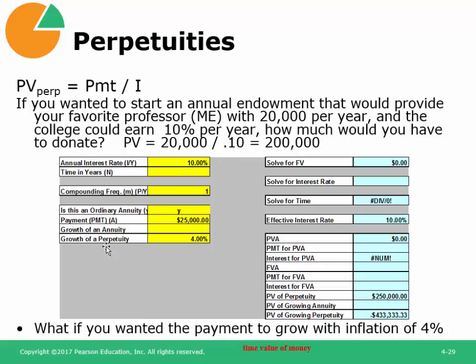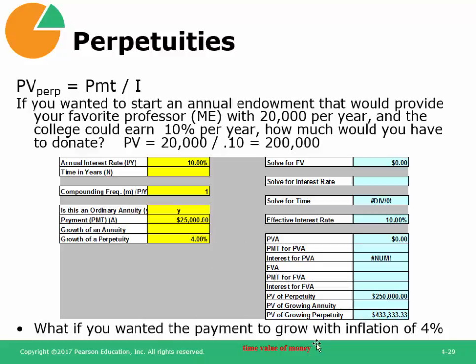But we have the time value of money worksheet, so let's use the worksheet. Interest rate's 10%. You can't put in time here because it's infinity. Really don't care about the compounding frequency. And you'll notice I screwed myself up a little bit and used a different amount, $25,000 instead of $20,000. But the answer in this case, the present value of the perpetuity, is $250,000. Well, what's 10% of $250,000? It's $25,000. So as long as the college earns 10%, I'll always get my $25,000.